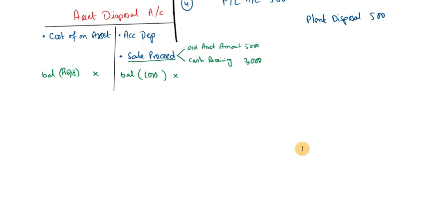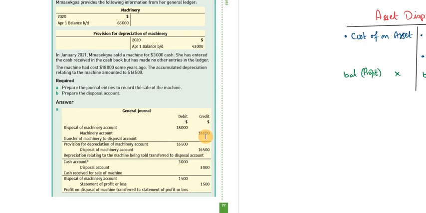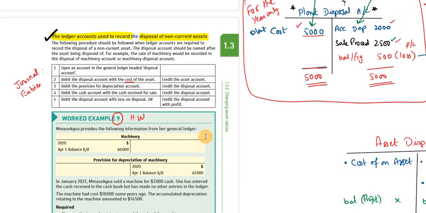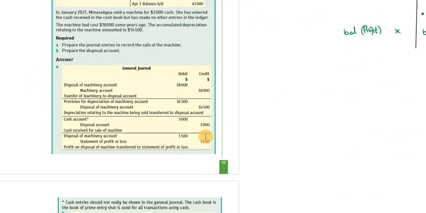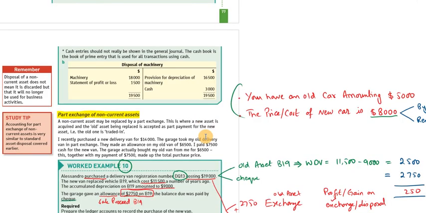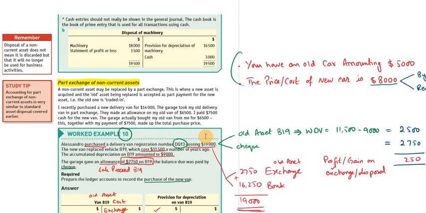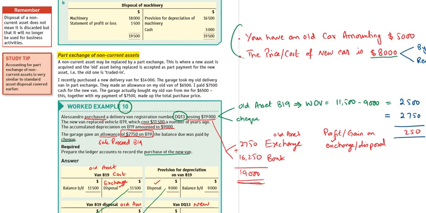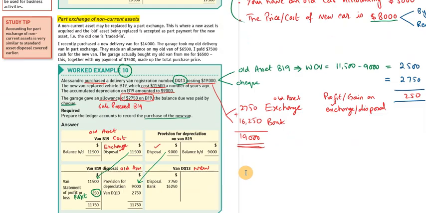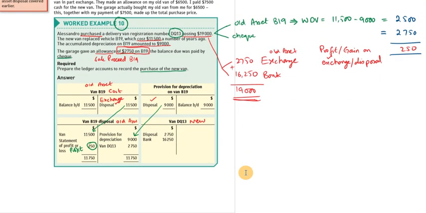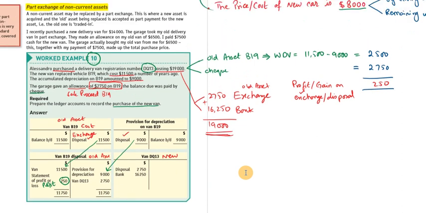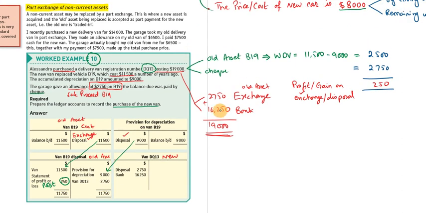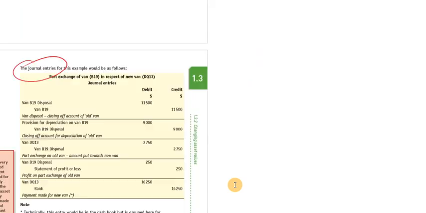So we discussed all the related entries, and the final concept was related to the exchange of an asset. Partly we will receive cash, and partly we will give the old asset. So this is part exchange of a non-current asset in case of disposal of an asset. In part exchange, we give some amount in cash, and instead of the rest of the cash, we give our old asset in exchange for the new asset. So this is the part exchange concept.